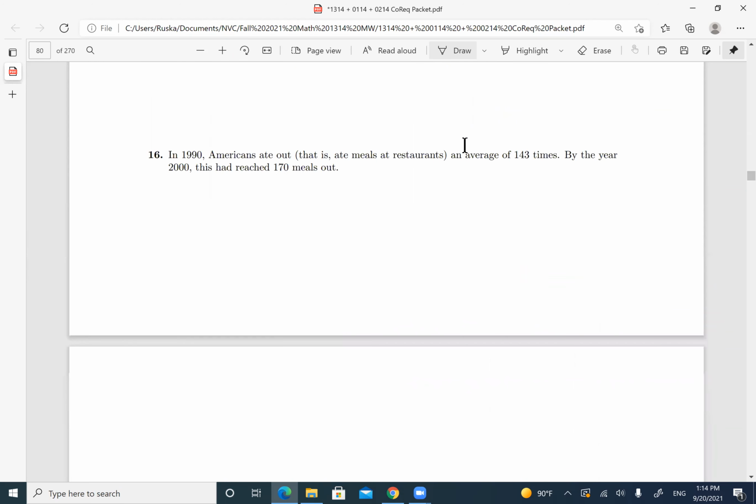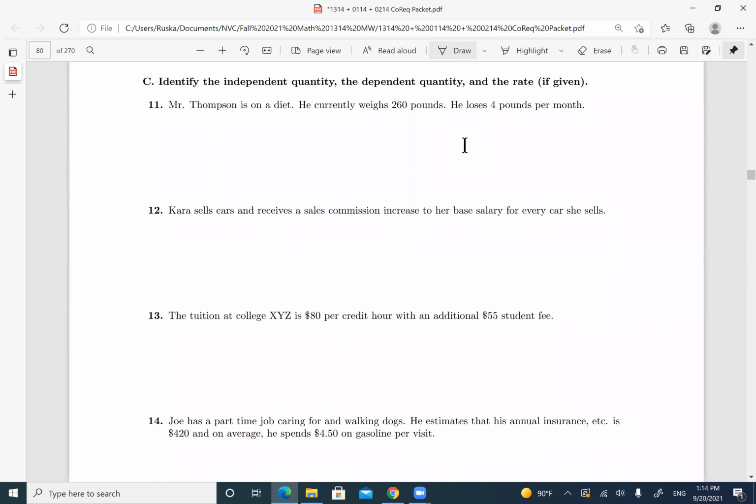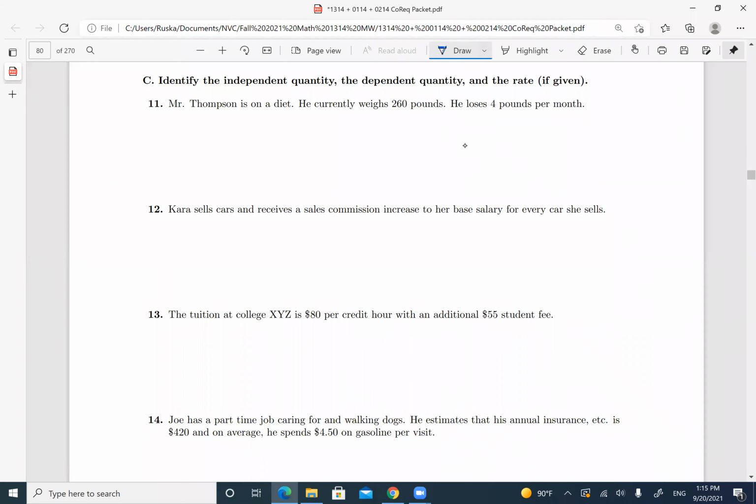And here we have a few word problems. So let's go over that. I'm just going to pick one. Identify the independent quantity, the dependent quantity, and the rate. Okay, so what that means, dependent and independent. Dependent is Y, independent is X. The dependent one is the one that changes based on the other one. So you have to find what is the connection between those two quantities.